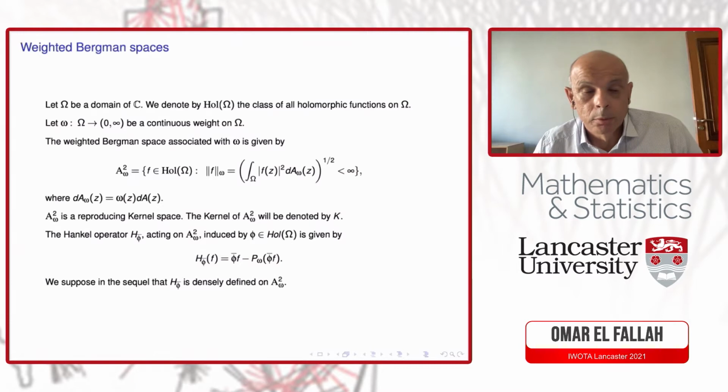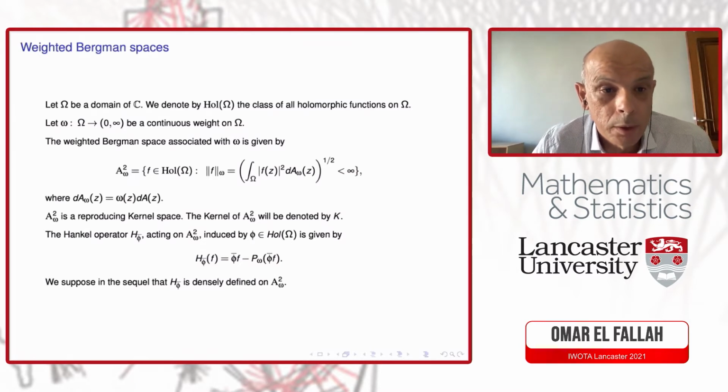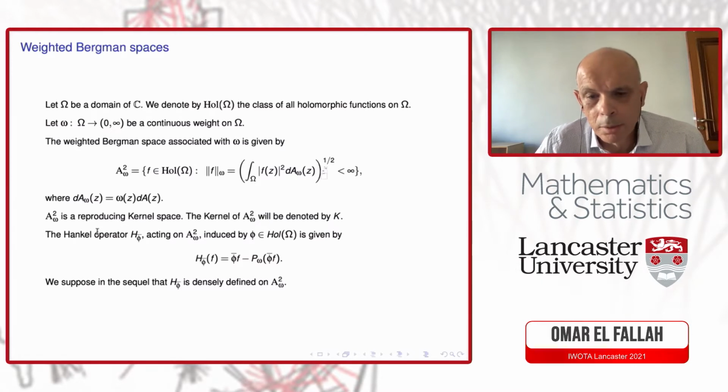So to do this, omega will denote a domain, bounded or not. And Hol(omega) is the class of holomorphic functions. The weighted Bergman space is given by this, with dA_omega equal to omega times dA, where dA is the Lebesgue measure. Since omega is continuous, A2 omega is a reproducing kernel space. And the kernel will be denoted by K, the same letter. If necessary, we'll write K power omega.